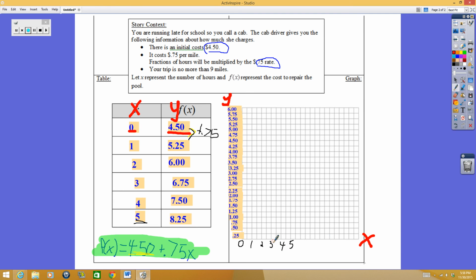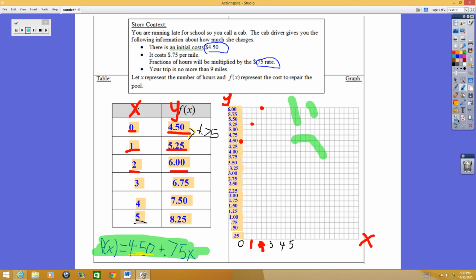So when X, which is down here, is 0, I'm going to go up to $4.50. When X is 1, which is here, I'm going to go up to $5.25. So that would be up here. And then when X is 2, Y is 6. So 2 is on this line. That is the worst 2 I've ever made in my life. Anyways, it would go up here. Bam.